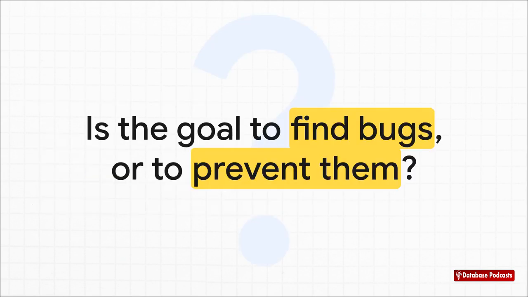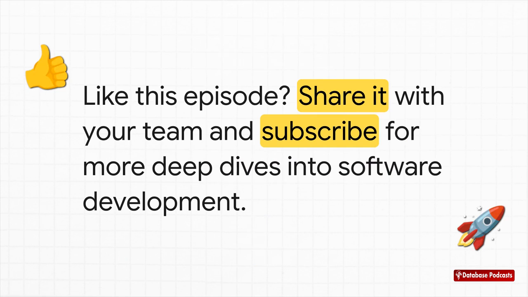Which brings us right back to the core idea. After everything we've talked about, what do you think? Is the whole point of testing to find bugs after they've already been made, or is it to help you design your code in a way that prevents them from ever happening in the first place? It's a pretty big shift in thinking, right? And that's our look at TDD.